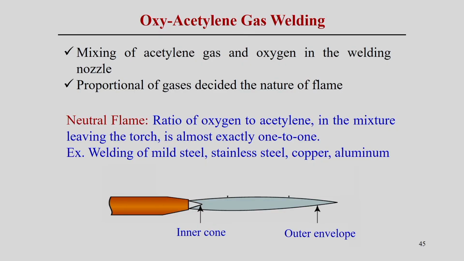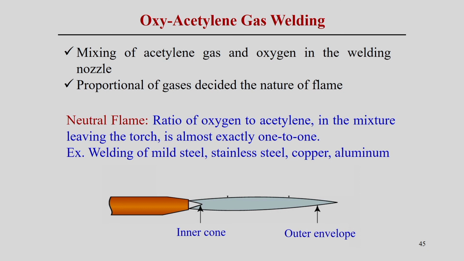Now, I come to the different welding processes. We can start with the oxyacetylene gas welding process, one of the fusion welding processes. It is simply a mixing of acetylene gas and oxygen in a particular ratio for welding purposes, and then from the nozzle this gas passes through and creates a particular kind of flame. You see there is an inner core and an outer envelope. If you look at this figure, these are the typical characteristics of the flame.